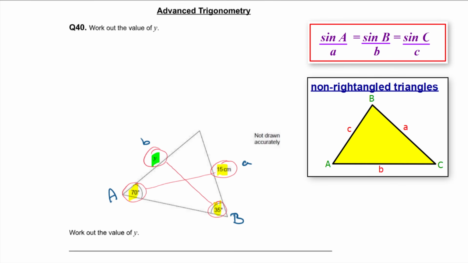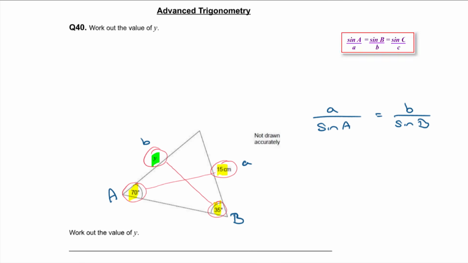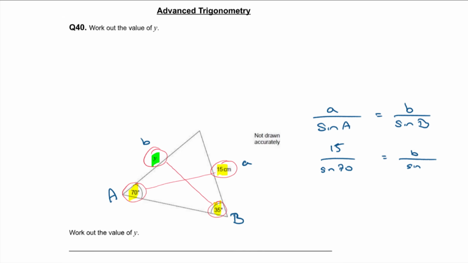Okay, so I'm going to start with the sides on the top. So I've got a over sine A is equal to b over sine B. Now you'll see there's 4 things here. I know 3 of the things. I want to find the 4th thing. Okay, so sub in what I know. a is 15. Sine A is sine of 70. b is the thing I want to find, and sine B, that is sine 35, isn't it? Okay, so sub into the sine rule.